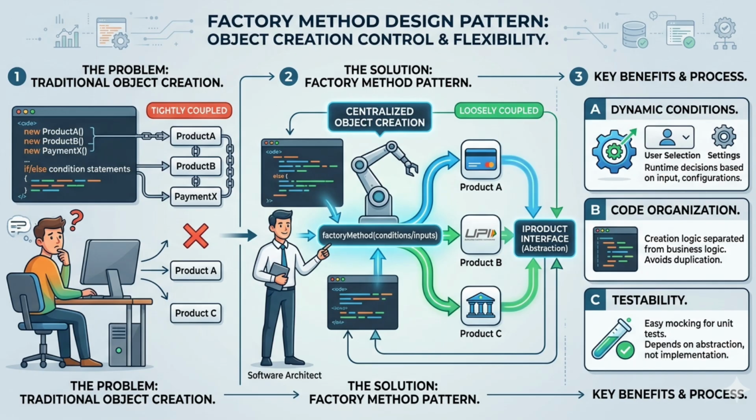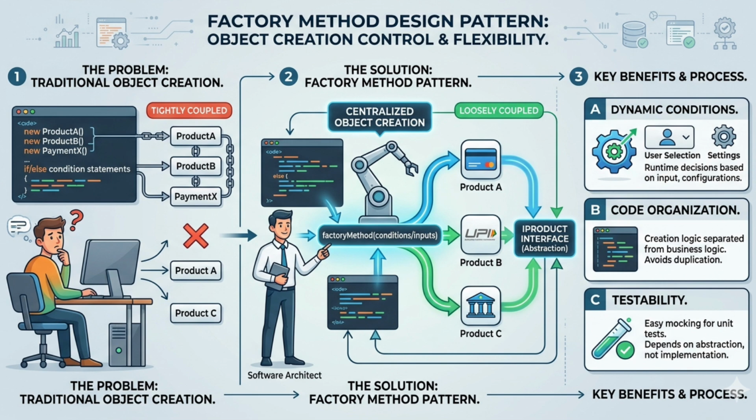In traditional programming, developers often write code like new ProductA or new ProductB, which tightly couples the code to specific classes. This makes the system rigid and difficult to modify when new types are introduced. The factory method pattern eliminates this issue by introducing a level of abstraction. The client code only knows about the common interface, for example, IProduct, and relies on the factory method to provide the correct implementation. This pattern is particularly useful in scenarios where the type of object to be created depends on runtime conditions, user input, or configuration settings.